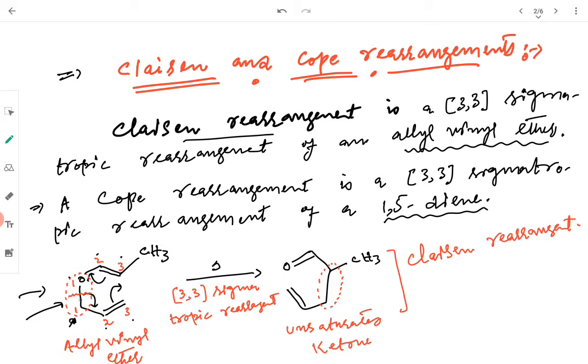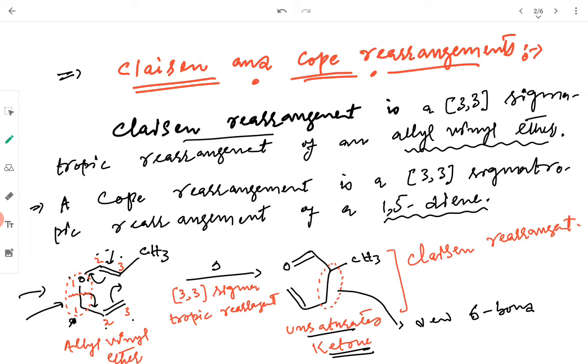So when a sigma bond breaks in the reactant, a new sigma bond will be formed in the product. That new sigma bond is here. This is the new sigma bond that's formed, right? And it also involves reorganization of pi bonds. So these pi bonds have reorganized. This pi bond here at the 2 and 3 positions has gone to this carbon and oxygen bond, right? So the product here is an unsaturated ketone.